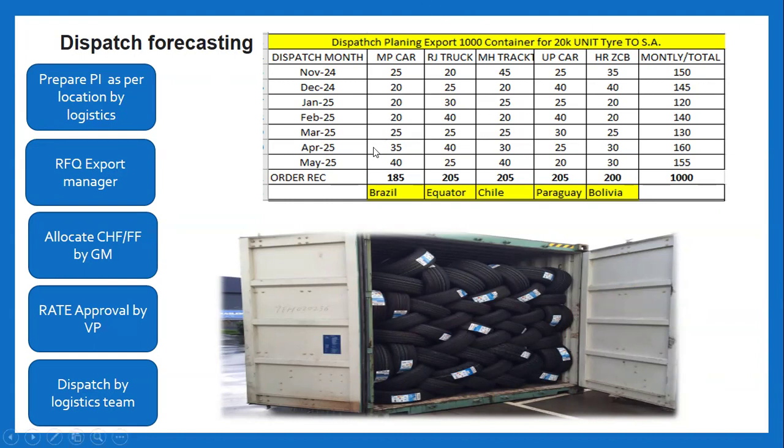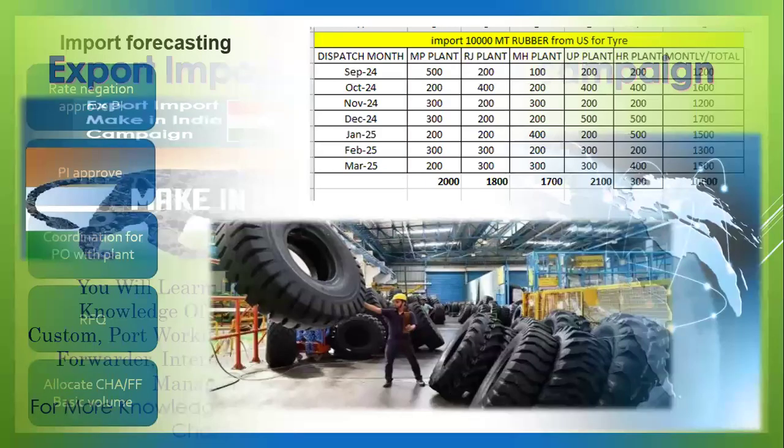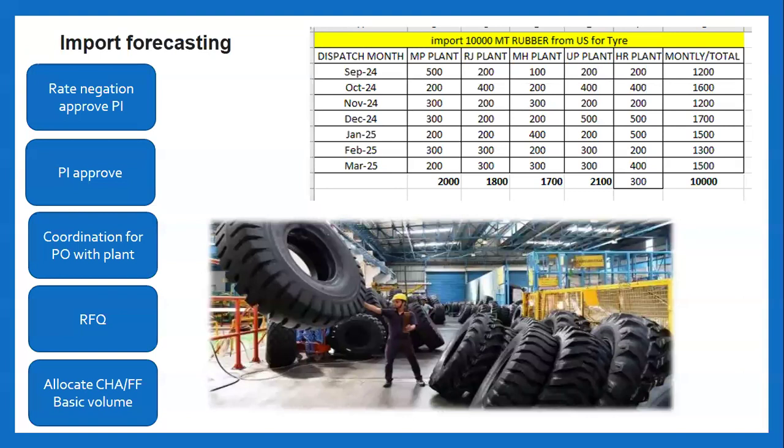Okay. So this is the dispatch forecasting planning, in which we need to complete this 20,000 tires order received from South America. So namaskar friends, welcome to Export Import Make in India campaign. And today in this session we will understand the dispatch forecasting from India's different locations to South America. Okay, so the order received is for 20,000 tires.